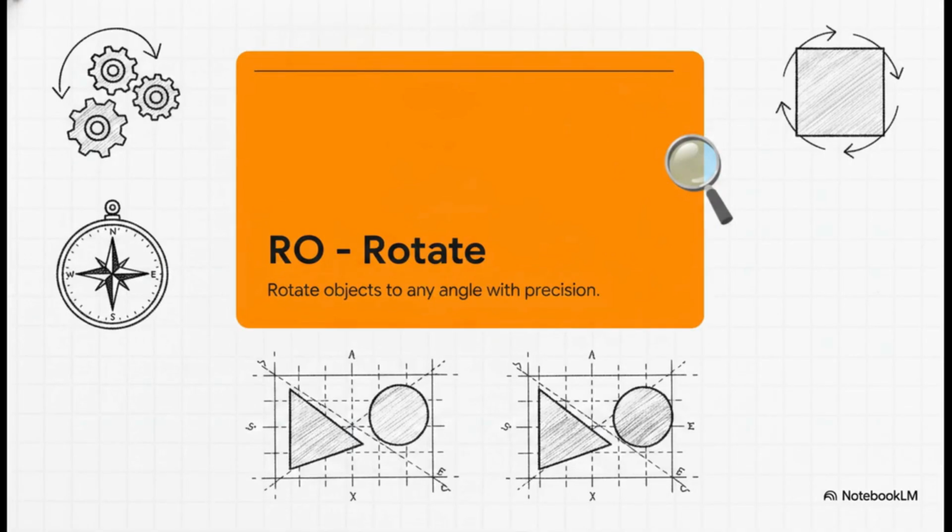Finally, for manipulation, we have RO for rotate. Because let's face it, your designs aren't always going to sit perfectly straight on a rigid grid. Using RO lets you spin and place your objects to literally any angle with absolute precision. You can just rotate them freely by eye, or you can actually type in the exact degree measurements so your geometry perfectly matches your design intent.